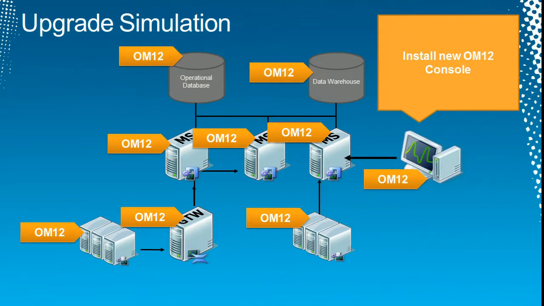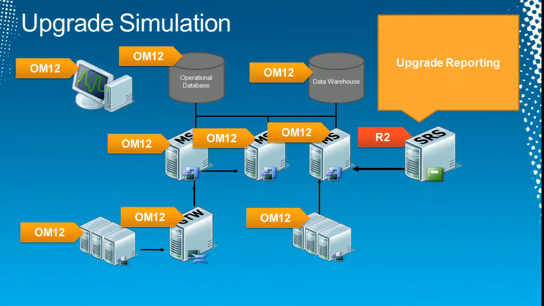Just so you're aware, if you still have two management groups, one is R2, and you've upgraded a different management group to OM12, but you still want your R2 console: after you've upgraded your R2 console on your client to OM12, you can go back and reinstall your R2 console. So you could have both consoles on the same machine, just to make it easier for you if you have multiple management groups. So.